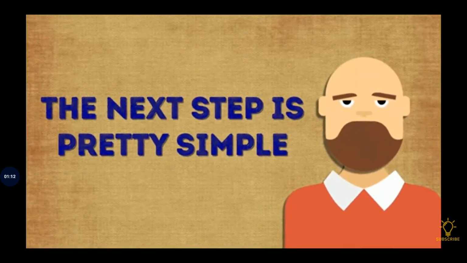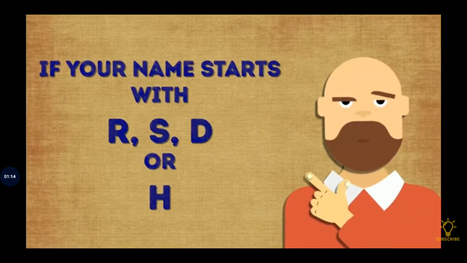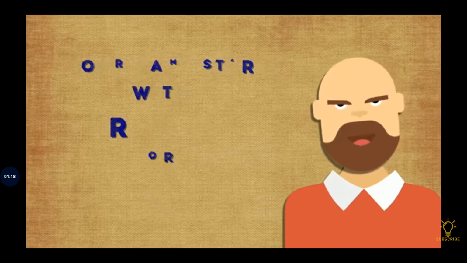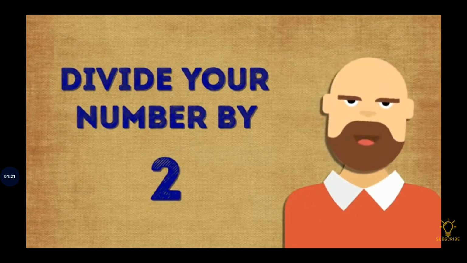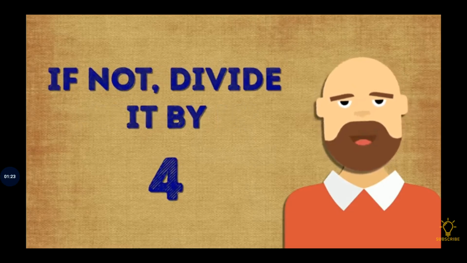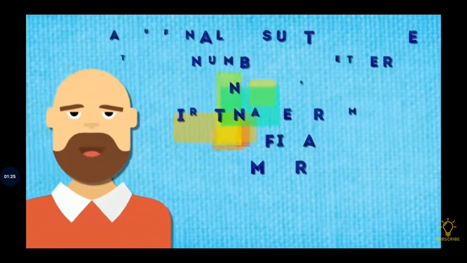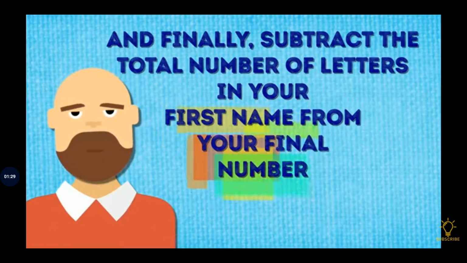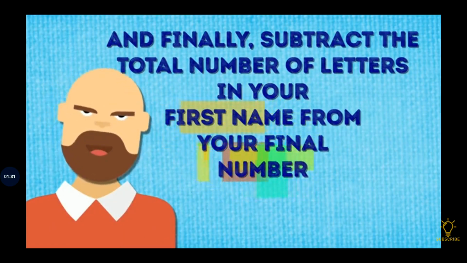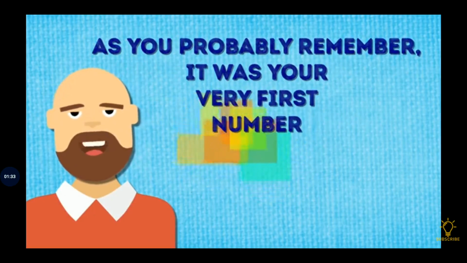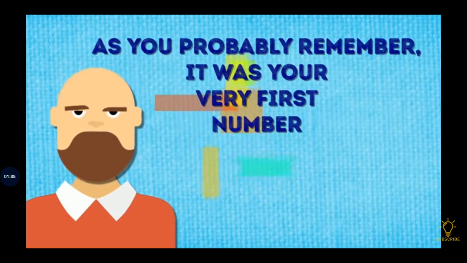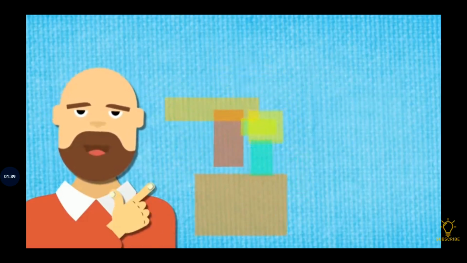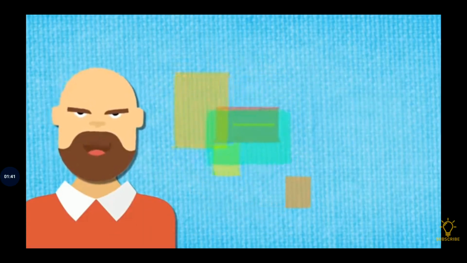So, the next step is pretty simple. If your name starts with R, S, D, or H, divide your number by 2. If not, divide it by 4. All right, and finally, subtract the total number of letters in your first name from your final number. As you probably remember, it was your very first number. And that's it. If your calculations were correct, you should now be left with a 1 or 2-digit number.